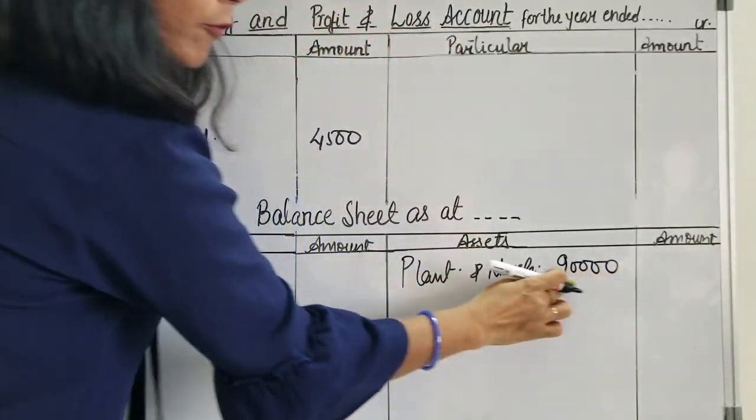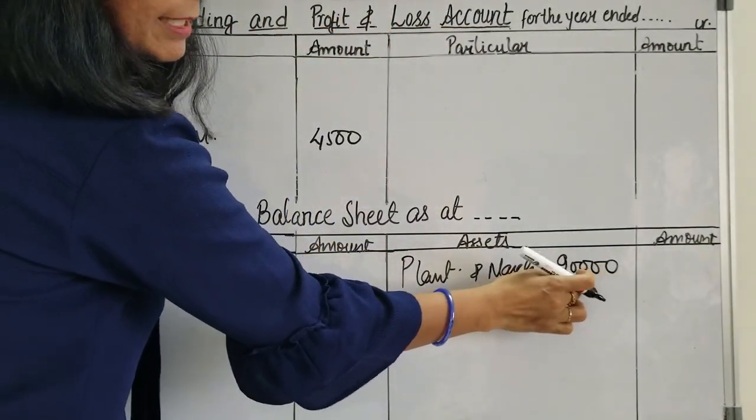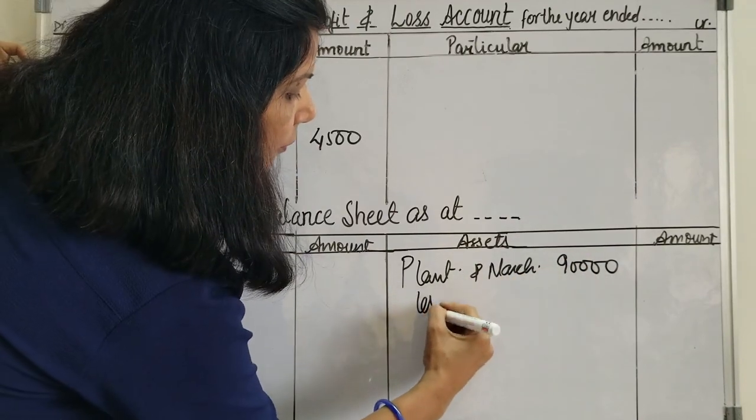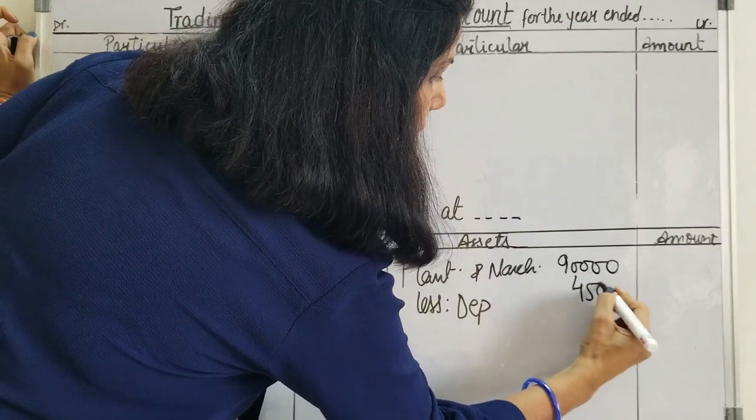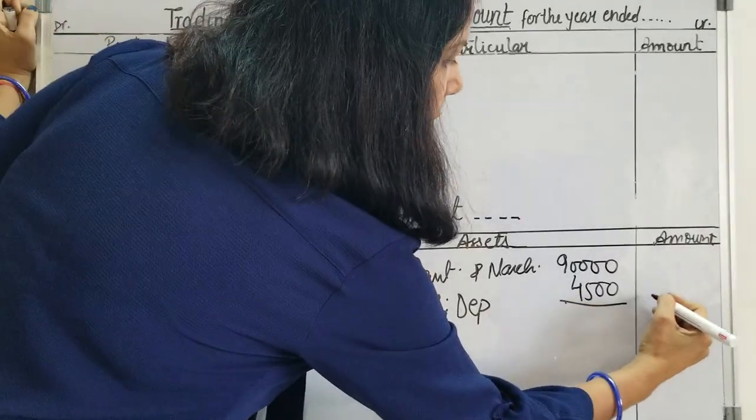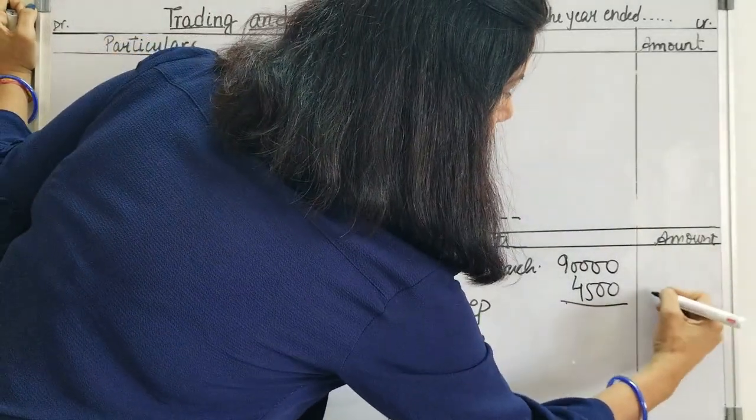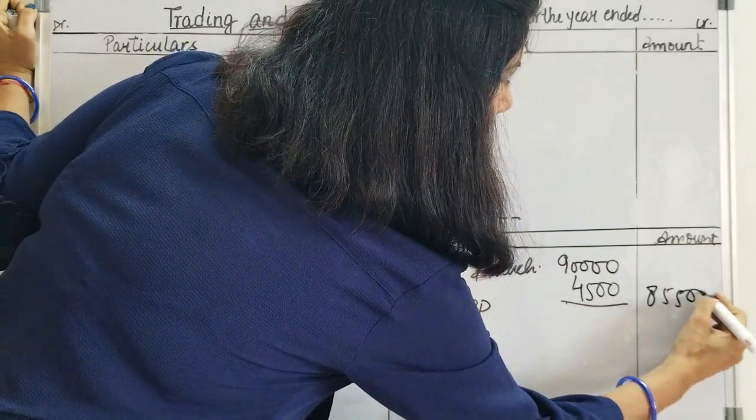Okay, so the value of plant and machinery given in the trial balance is 90,000. Then we will deduct the depreciation, which is 4,500. Right? So the net amount of plant and machinery comes to 85,500. Right? That's all for today.